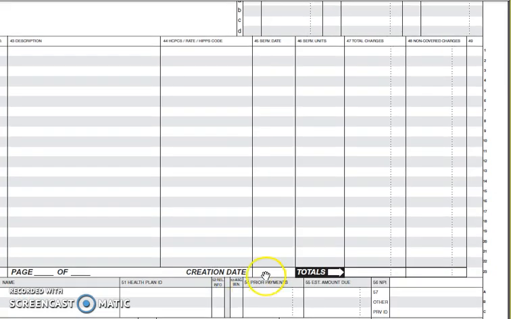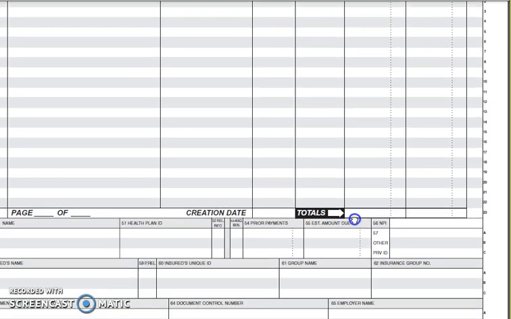The date of creation is the date this particular bill was created. Remember that this is for facilities, so a patient might be inpatient for a very long time, and this might be an interim bill. So the bill might have been created on day 20 of a 30-day visit, and so that creation date is required there. The totals are also required, and this would be the total for that page, not the total necessarily for the entire bill if there are multiple pages.